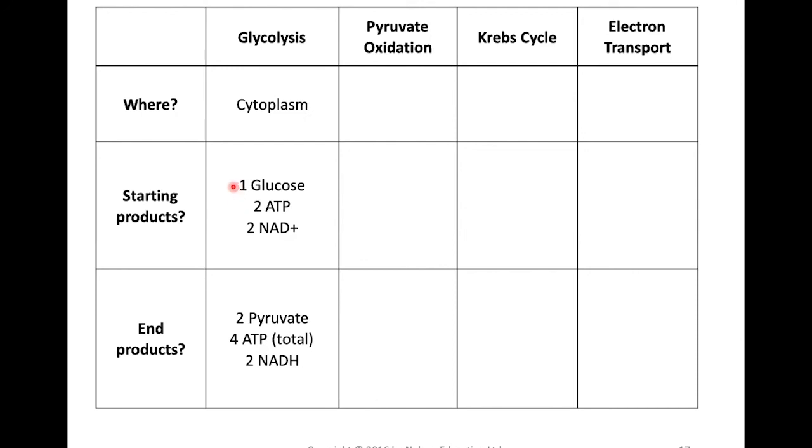We start with 1 glucose, we input 2 ATP, and we start with 2 oxidized NAD plus molecules, right? Those are the electron carriers. They need to be reduced. They need to take on those electrons. So what do we end up with?